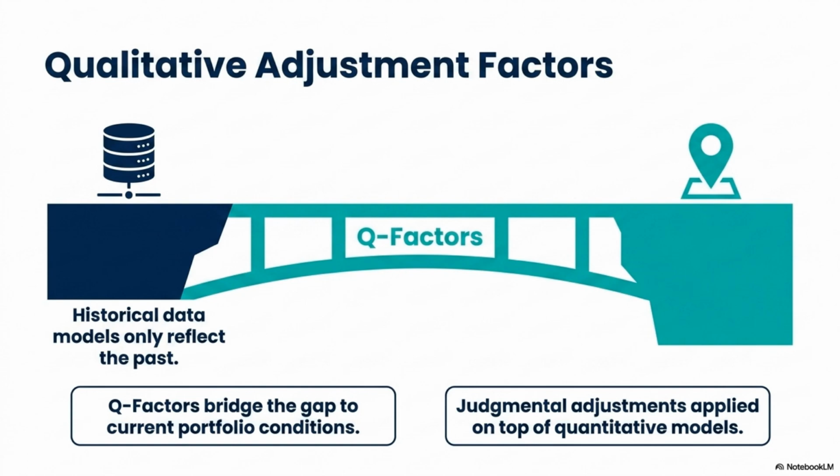Qualitative adjustment factors, known as Q factors, exist to bridge the gap between what history shows and what conditions look like today. Historical data models only reflect the past, and no quantitative model can fully account for changes happening right now in your portfolio. Q factors are judgmental adjustments applied on top of those quantitative models. They can increase or decrease the allowance, depending on whether conditions are deteriorating or improving relative to the historical period.